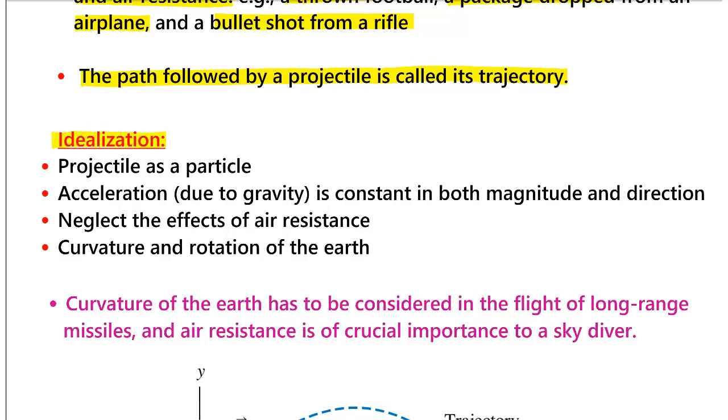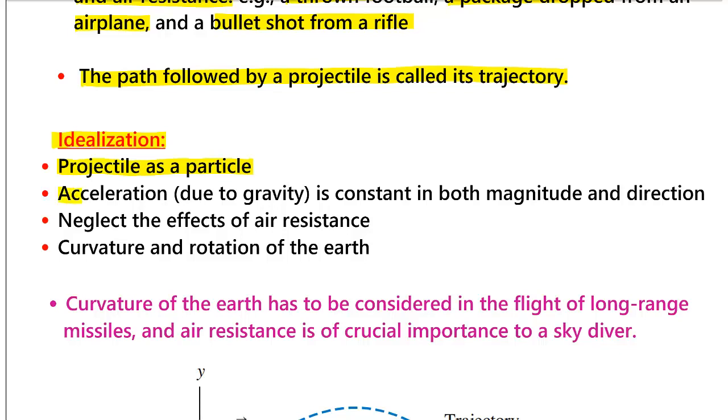The first assumption is projectile as a particle. So we will assume that the ball or football or rifle bullet that you are throwing is a point mass. This makes it easy to write the equations of motion, because whatever we derived in one dimension, we derived for a particle. So now if I assume this is a particle, I can write the equations of kinematics. So that is one advantage.